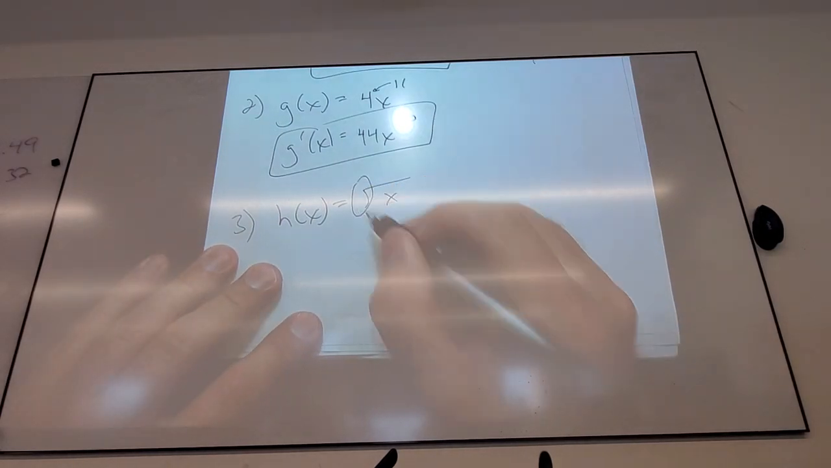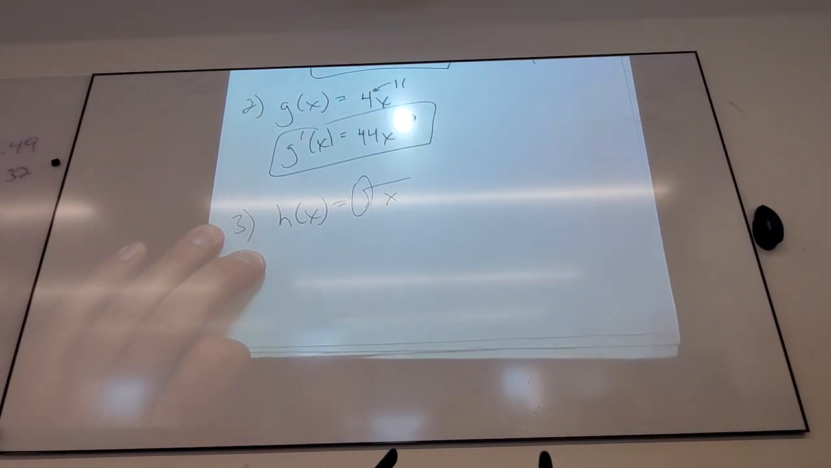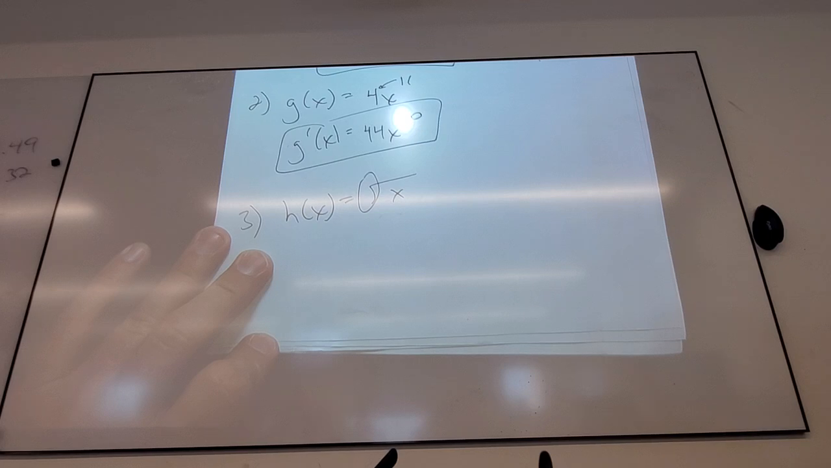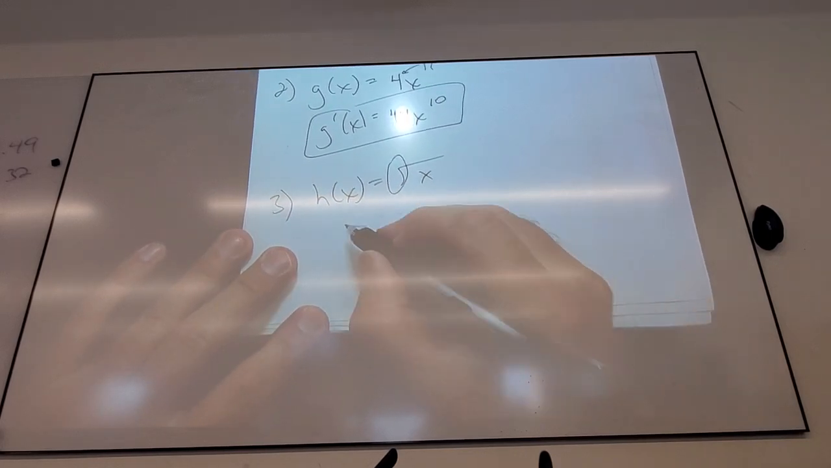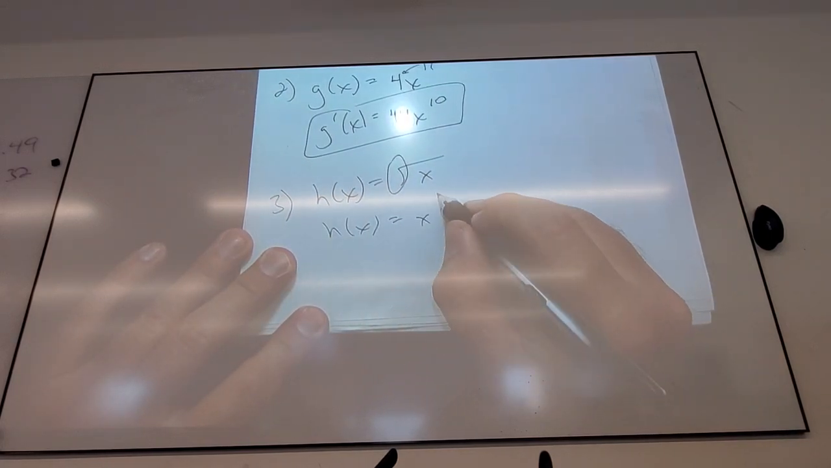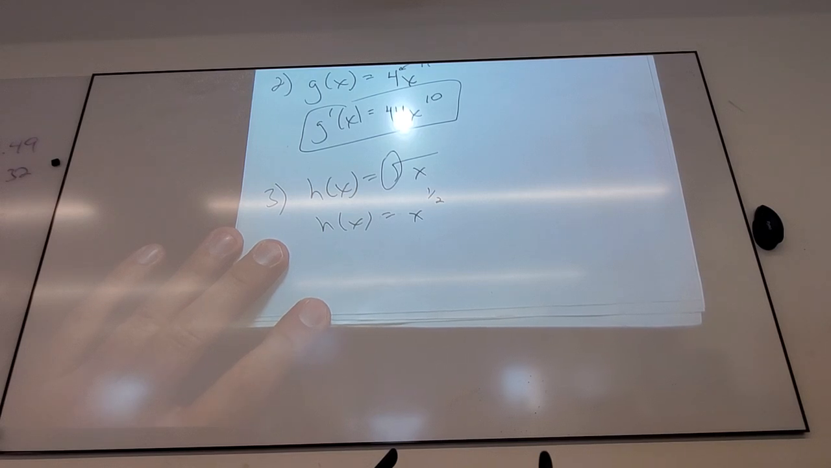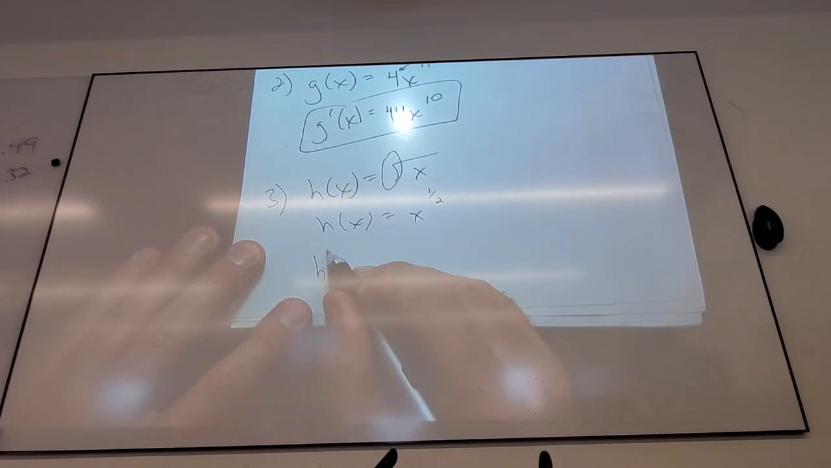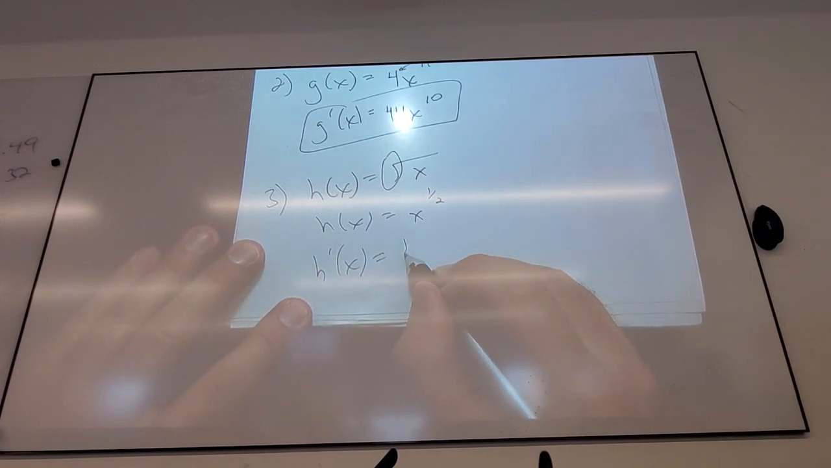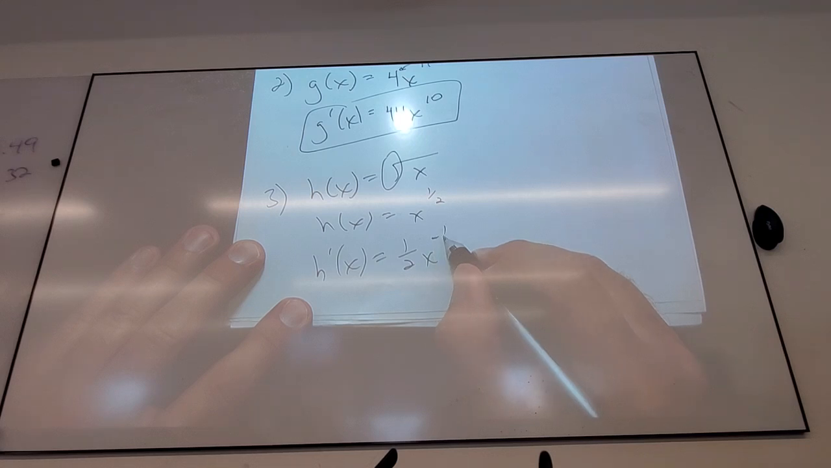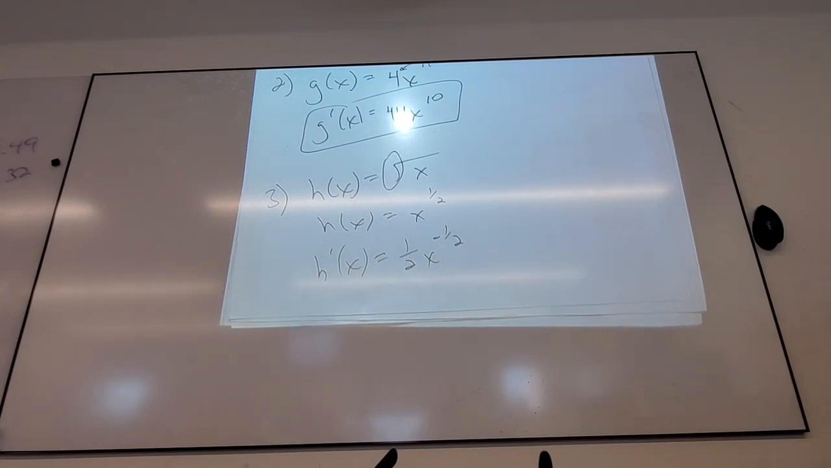So radical notation is bad, okay? But it's there, so too bad for us. This makes so much more sense. So what is the derivative of this? 1/2 x to the negative 1/2. Yeah.